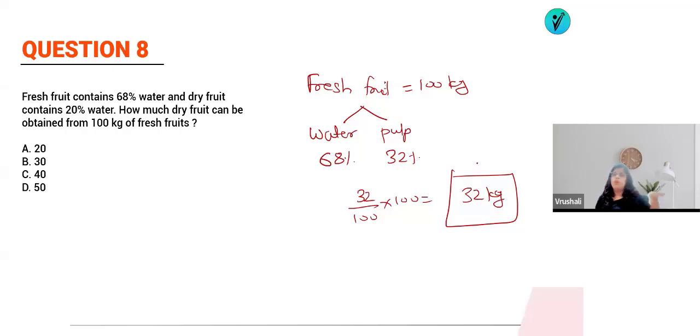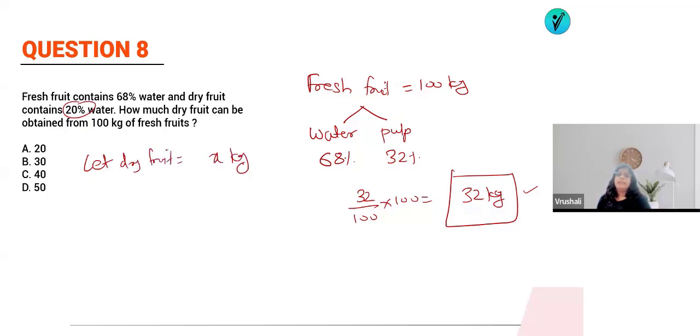This pulp, because all water has been removed. So this is 32 kg, but this is not the entire dry fruit. Why? Because we know that in the dry fruit there is 20% water. Suppose the dry fruit we have taken out is x kg.